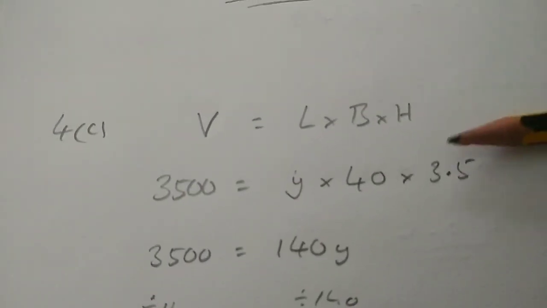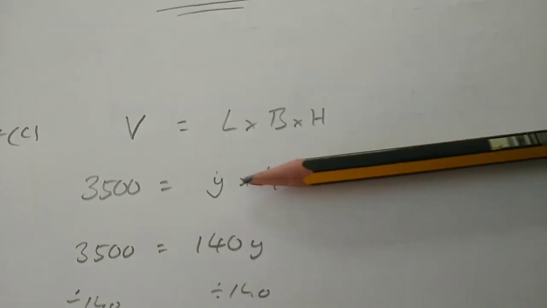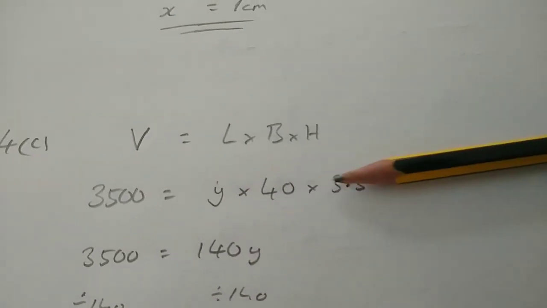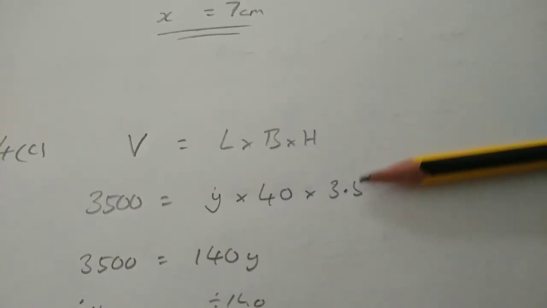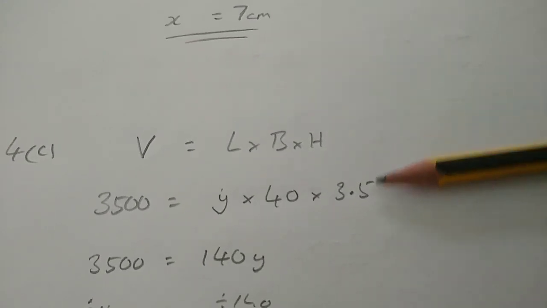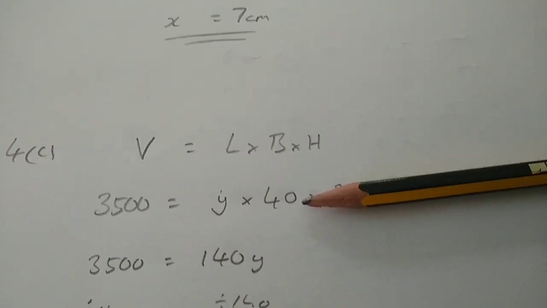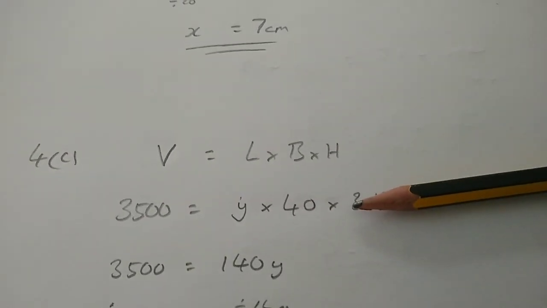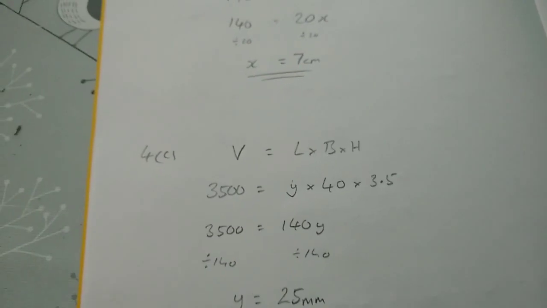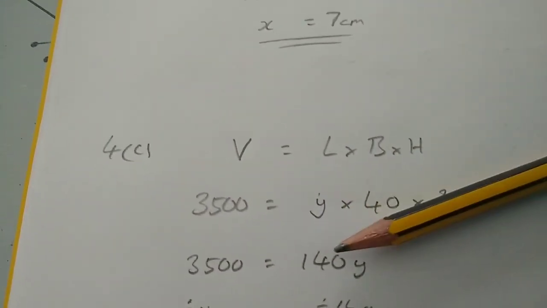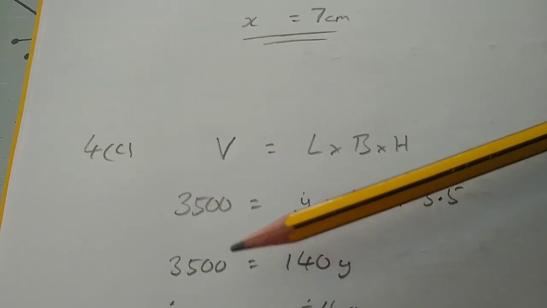There's the equation. We know the volume is 3,500, which equals the length, which is y, what we're trying to calculate, multiplied by the width, multiplied by the height. Maybe grab a calculator here for 40 multiplied by 3.5. Or we could do 3 40s, or 120. Half of 40 is just 20, so 120 plus 20 is 140. And all of that is multiplied by y, so 140y equals 3,500.